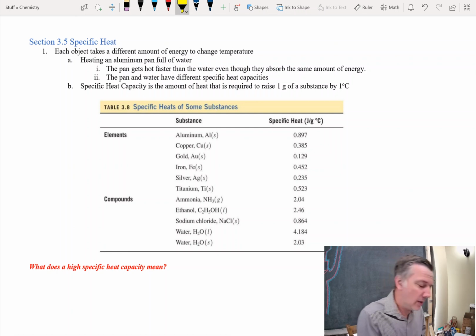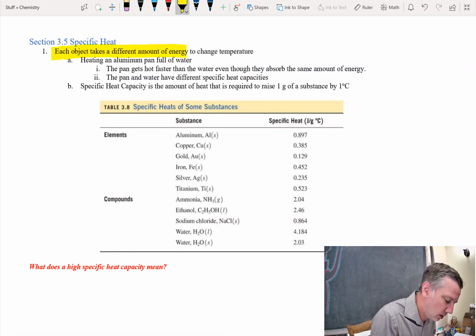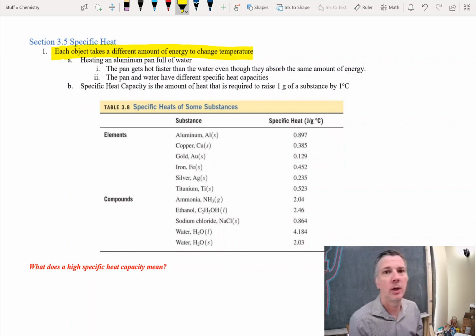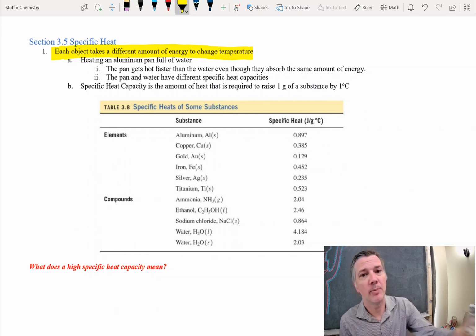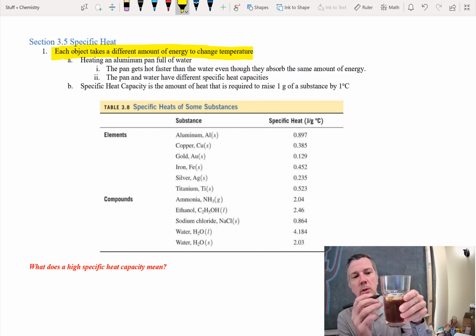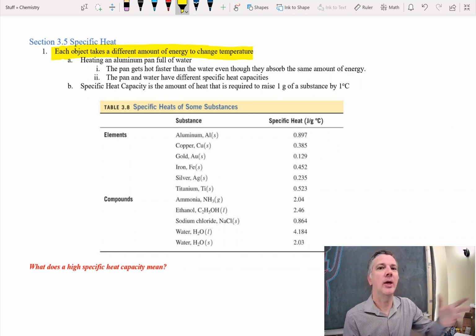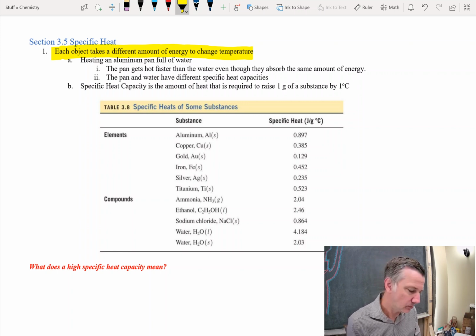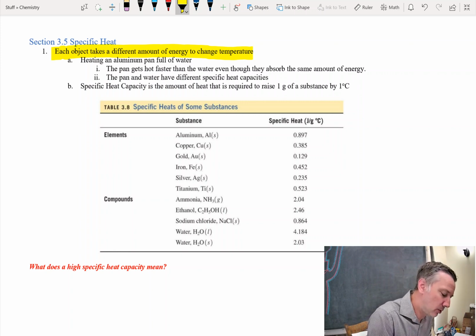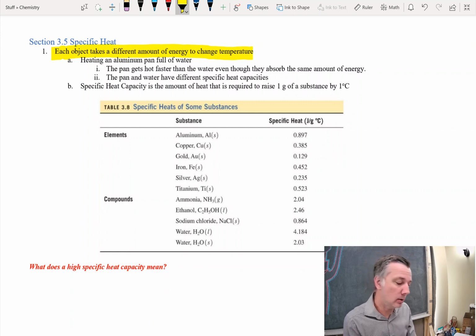we understand that each object takes a different amount of energy to change temperature. So the amount of energy that it takes to heat up the ice cube is different than the amount of energy that takes to heat up the glass. And that's the idea behind specific heat. If we take a look at another example, heating an aluminum pan full of water, the pan gets hot faster than the water, even though they absorb the same amount of energy.